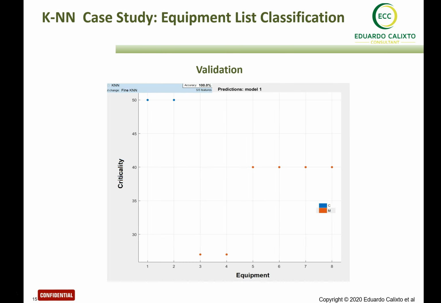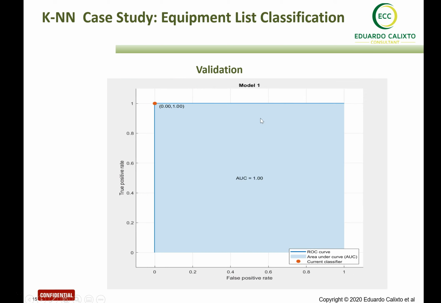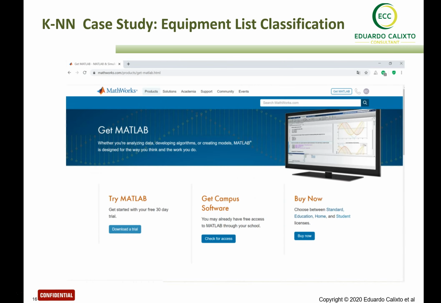And then, of course, we get our graphs that show the different equipment, how they are classified in terms of criticality, the area under the curve, the ROC graph, and so on. So in order to perform this type of K-nearest neighbor model, let's take a look at MATLAB and how we can do this on a daily basis if we want to define a model to classify data in categories, and how we can do that using MATLAB.